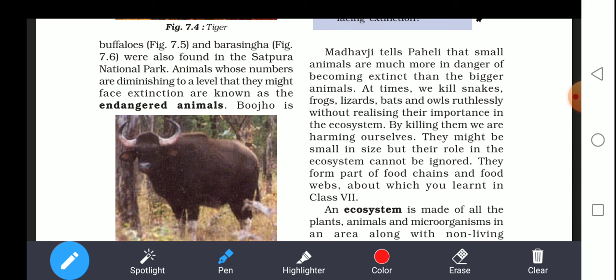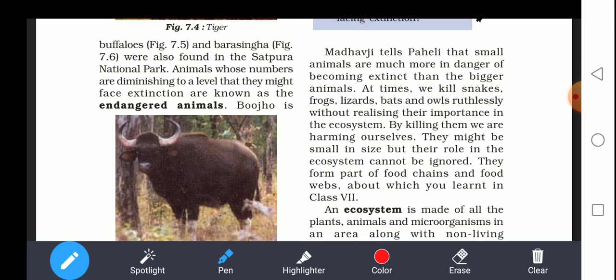At times we kill snakes, frogs, lizards, bats, all ruthlessly without realizing their importance in the ecosystem. They play an important role in the ecosystem. Ecosystem means, like, from grass, deer will eat grass, tiger will eat deer. Then the tiger is killed by other animals or dies by itself, and mixes in the soil, and that soil gets fertilized, and the plants use the fertilizer for the fertility of that soil, and grow, and these plants are eaten by some. This is a cycle. This is known as the eco cycle. This is known as the ecosystem.